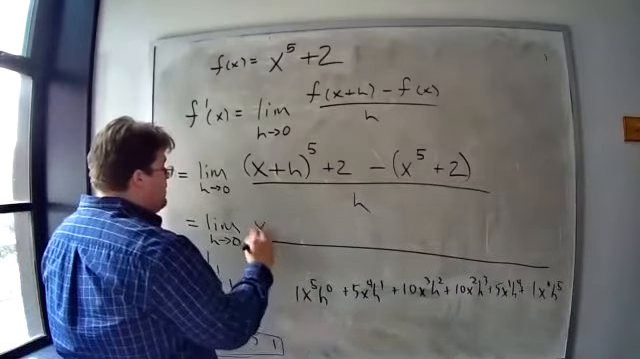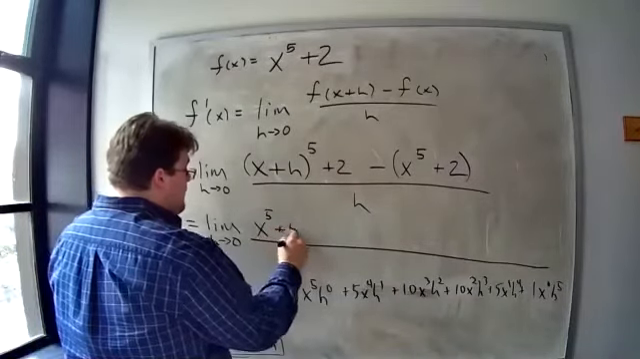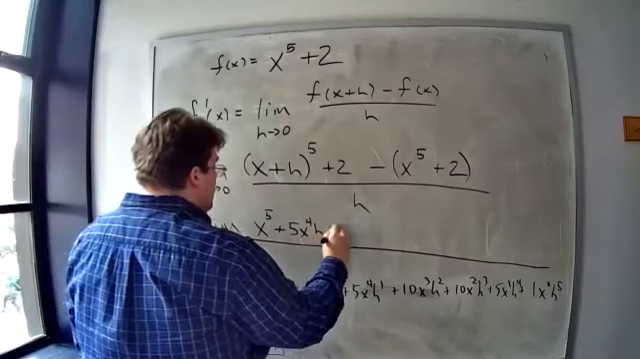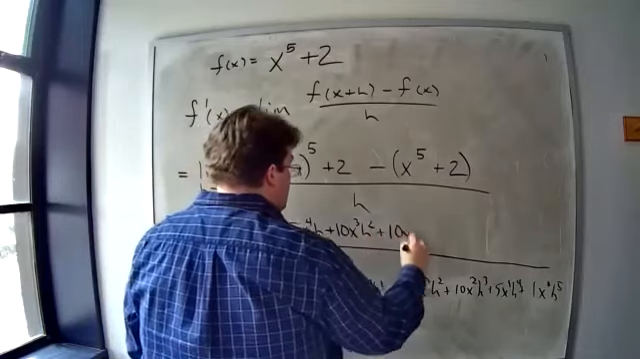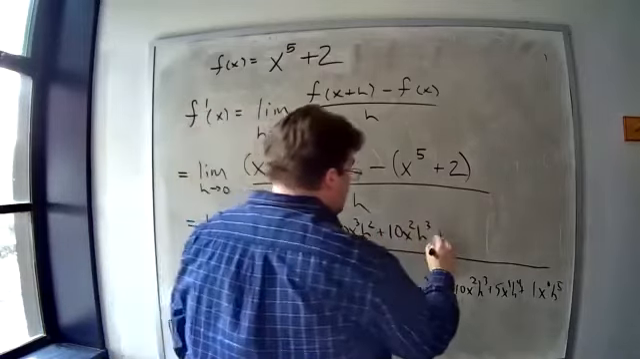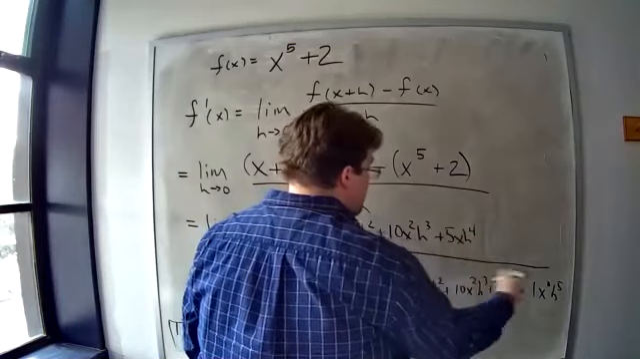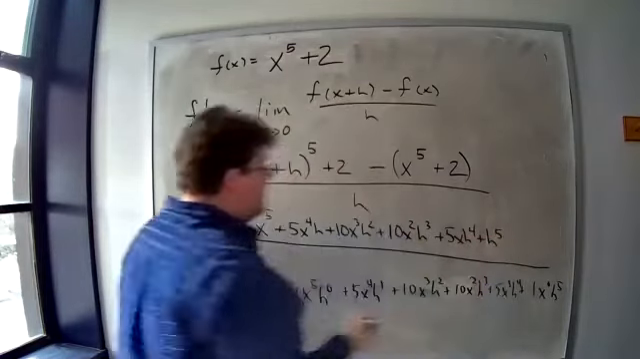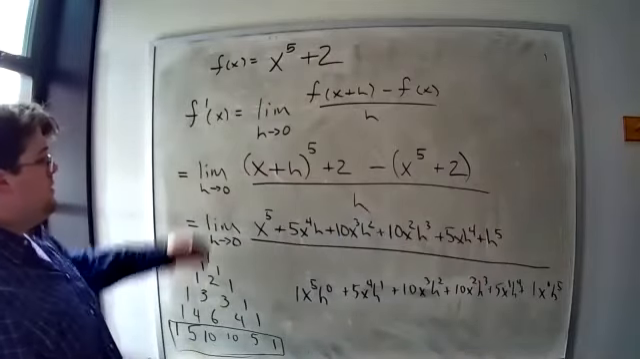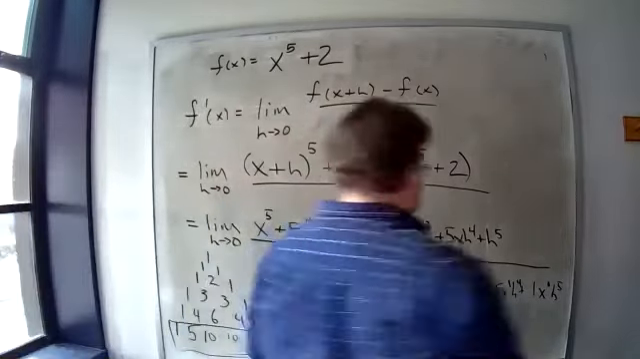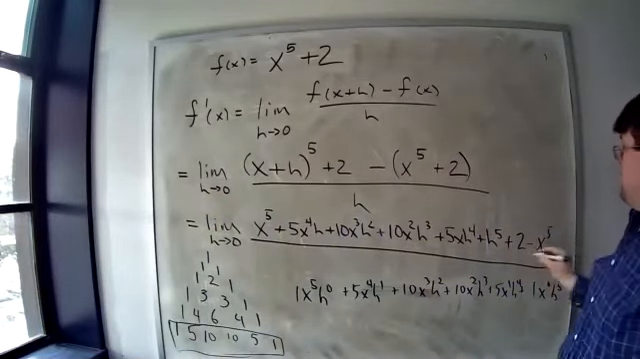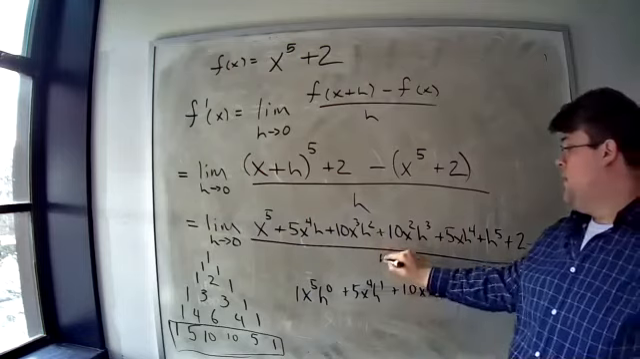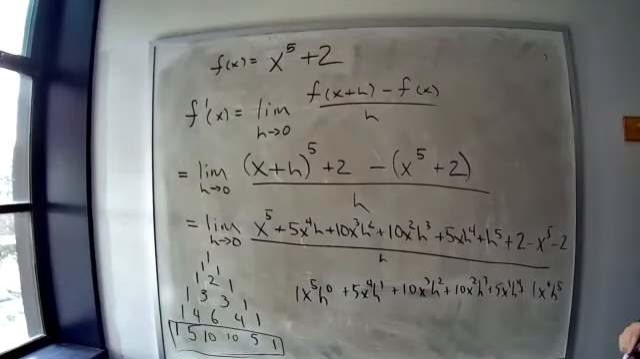So 1 times x to the 5th times 1, x to the 5th, plus 5, x to the 4, h, plus 10, x cubed, h squared, plus 10, x squared, h cubed, plus 5, x, h to the 4, plus h to the 5th. Well, that's what this first thing equals. The rest of it just stays there, so I'm just going to write positive 2, negative x to the 5th, and a negative 2. And then the h in the bottom is still there. Any questions about getting to that line?